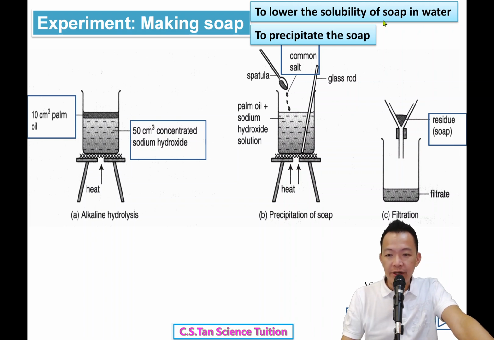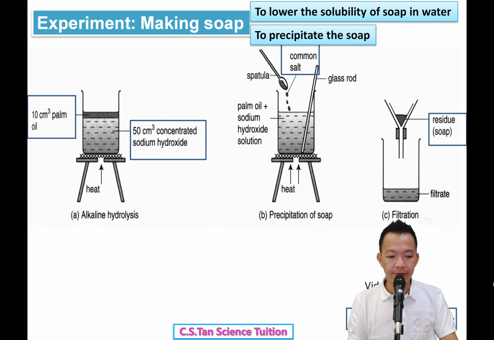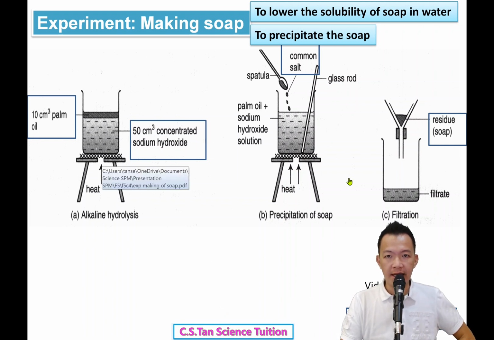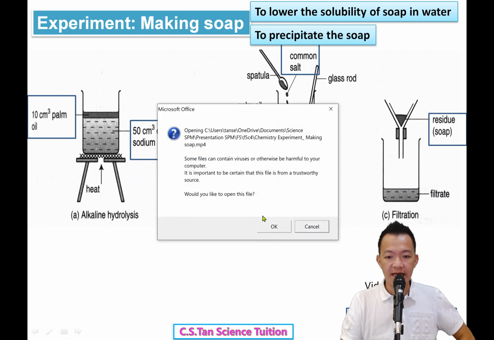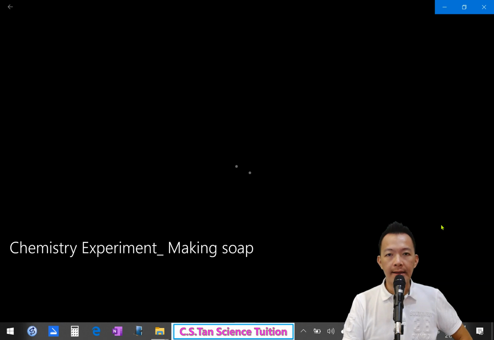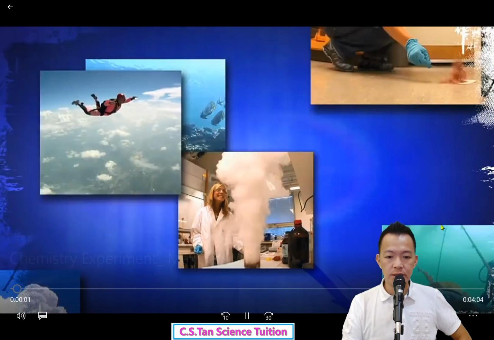So now, when you filter, the soap will be inside the filter paper, and after this you go to test whether it is a soap. Okay, so this is our experiment. So to make you understand more what to do, we watch the video. Can start now. How to make the soap?